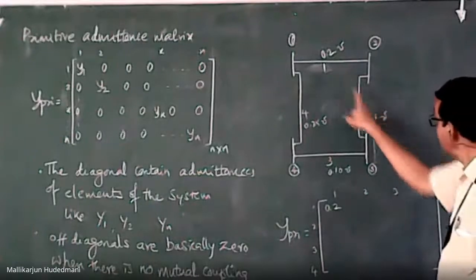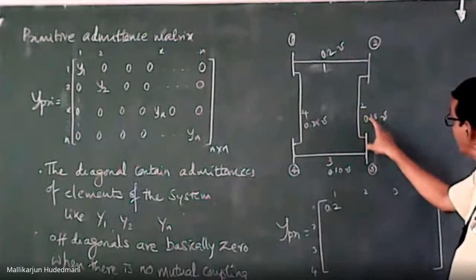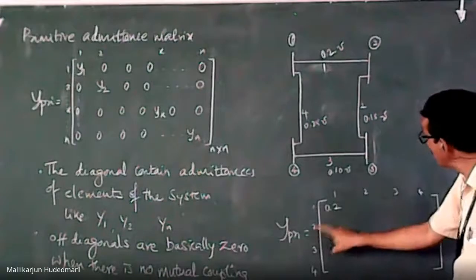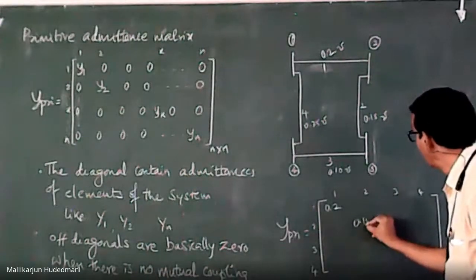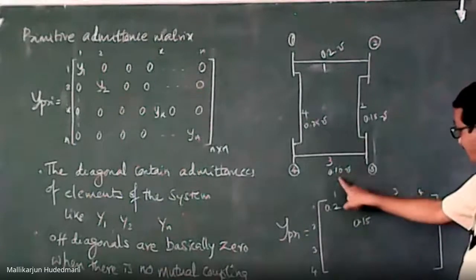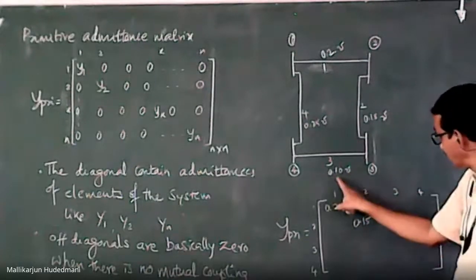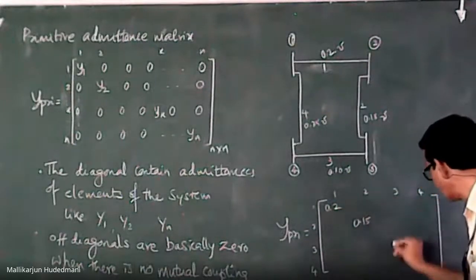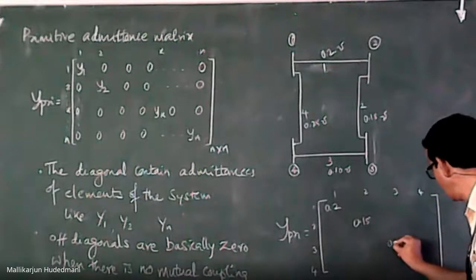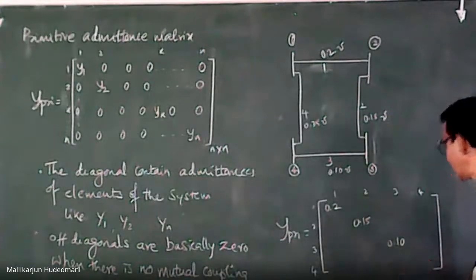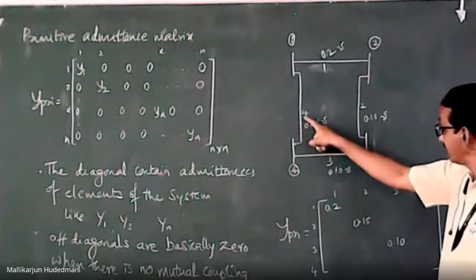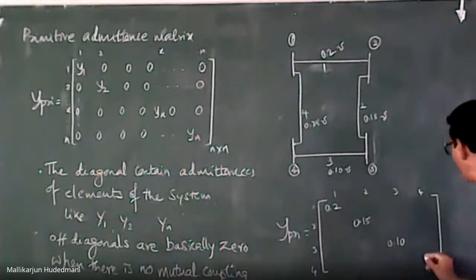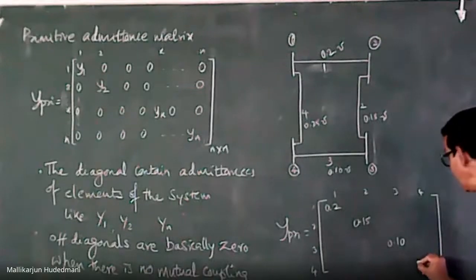Then where is element number 2? Element number 2 is here, 0.15. This 2 cross 2 is 0.15. Where is element number 3? Between bus 3 and 4. It's 3 cross 3, this is 0.10. Where is the last element? 0.25. This is element number 4, 4 cross 4, 0.25. Hope you are following me?